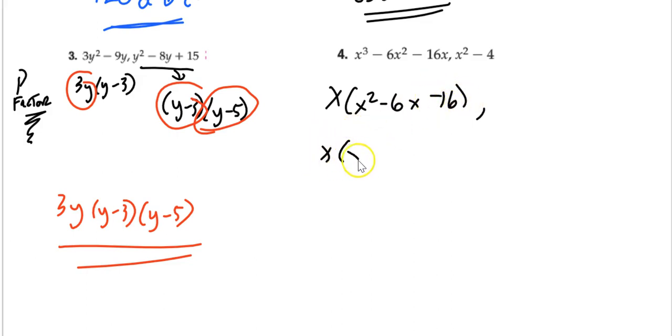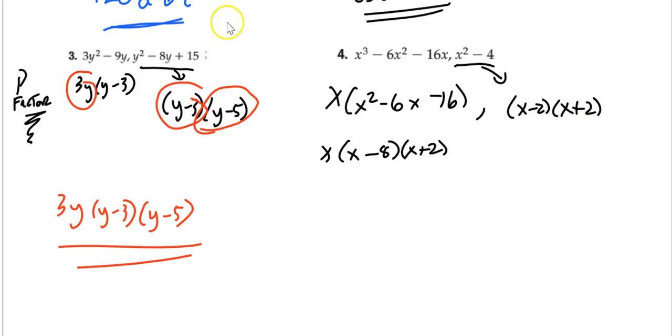Remember the trick I've been talking about? If it's 8 and 2, the middle one's negative, so that means the bigger number is negative. 8 has to be negative. Whatever the middle one is, that's the sign of the bigger number. 8 and 2, they're different signs. And this one, difference of two squares, x minus 2, x plus 2.